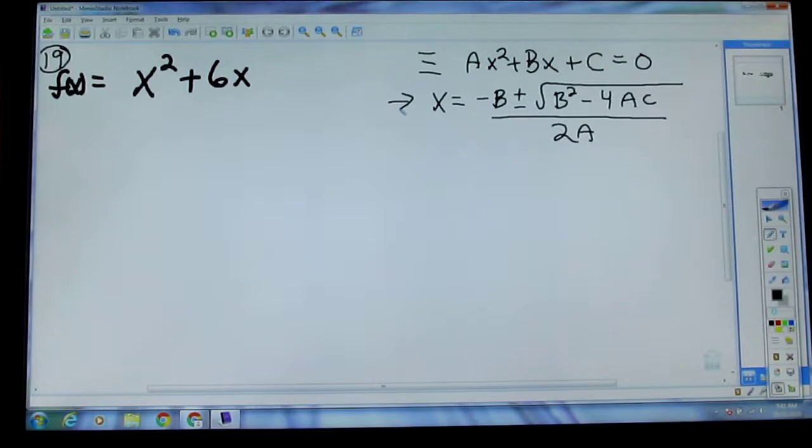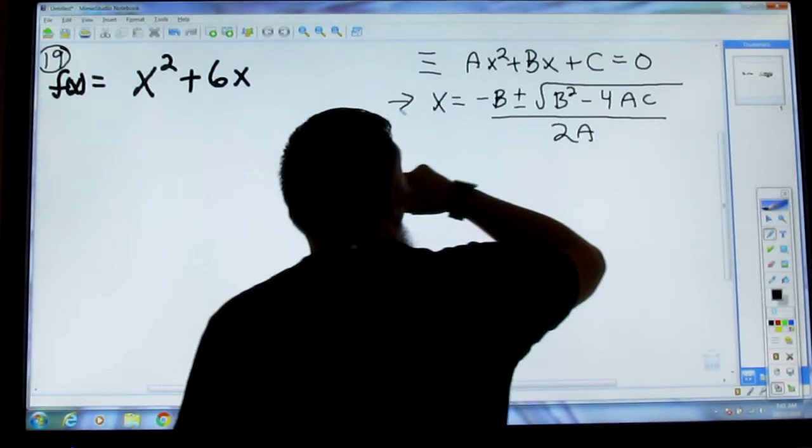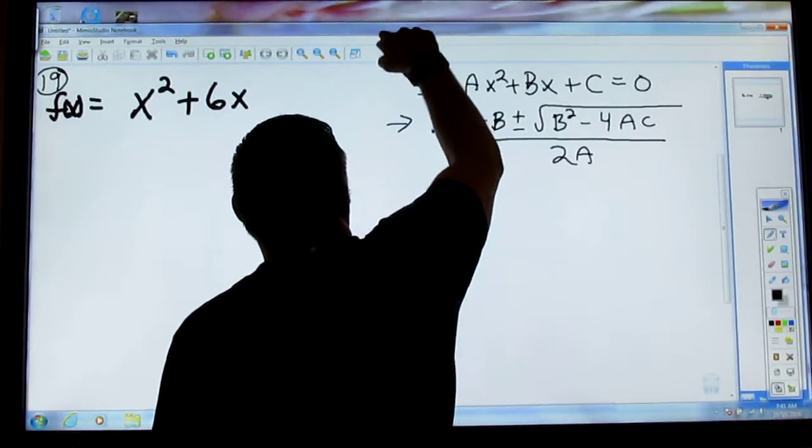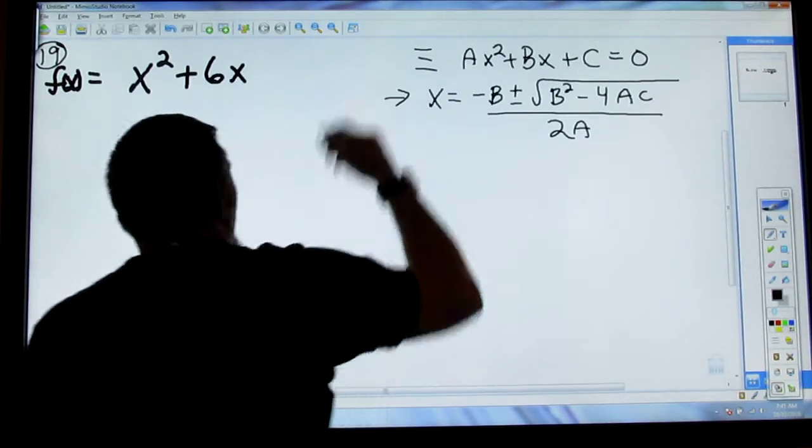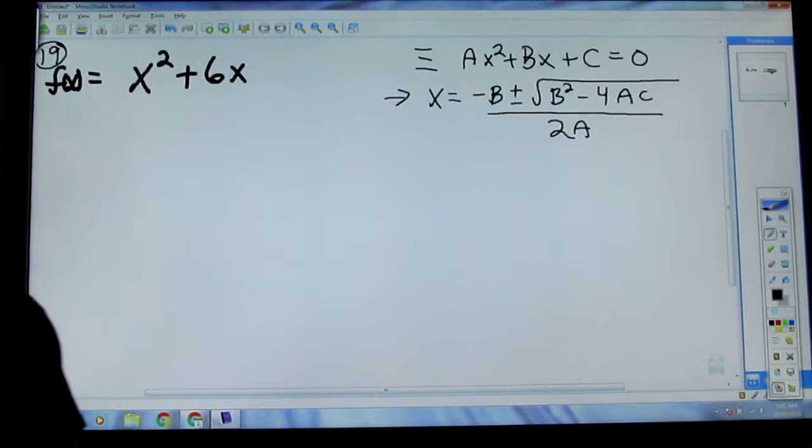This is going to be homework right up here. This is going to be homework 2.6, 19 through 31, page 105.